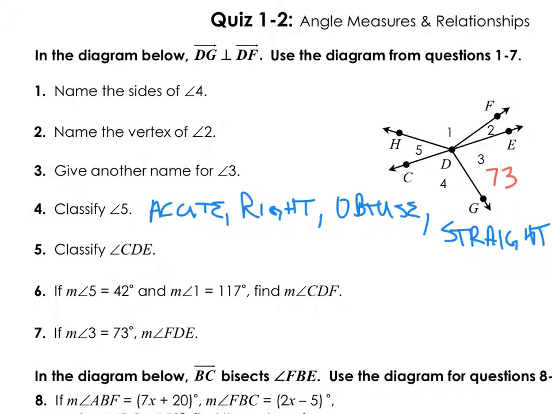Okay, now one thing we need to keep in mind is from the directions, DG is perpendicular to DF. So these two are perpendicular, which means perpendicular angles add up to, yes, that's correct, 90 degrees. So if the whole thing's 90, this much is 73, what are you going to do to figure out the rest for angle 2?